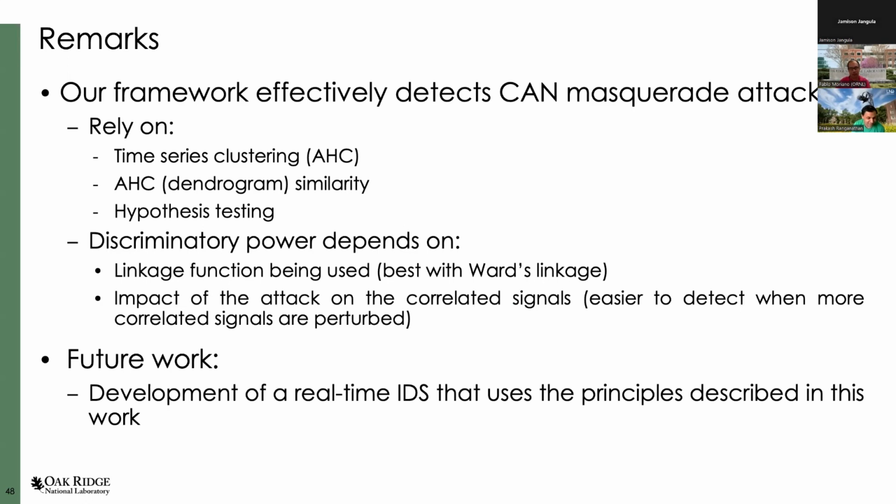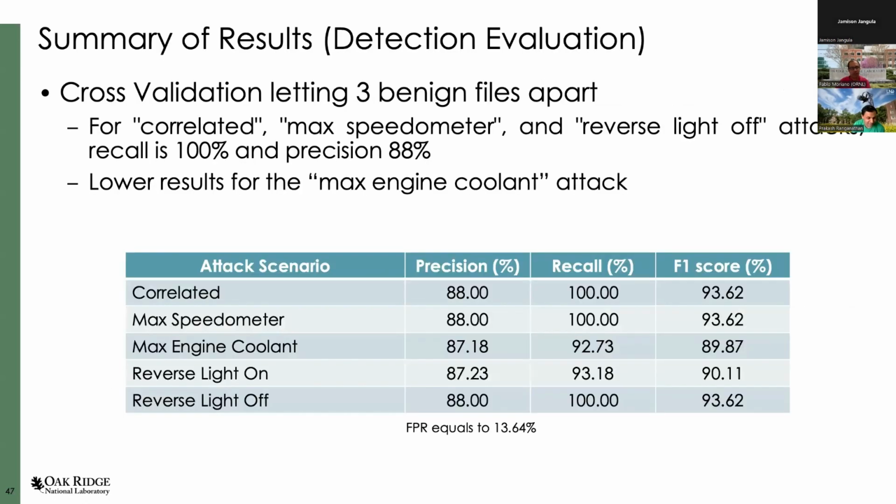In our experiments, Ward linkage works better. The impact is all related to the number of signals that are correlated, so it's easier to detect when more of the correlated signals are perturbed. In our experiments you'll see that one of the best results is obtained with this correlated attack, which is when we are able to inject messages that change the correlation between the wheel speeds in a vehicle.